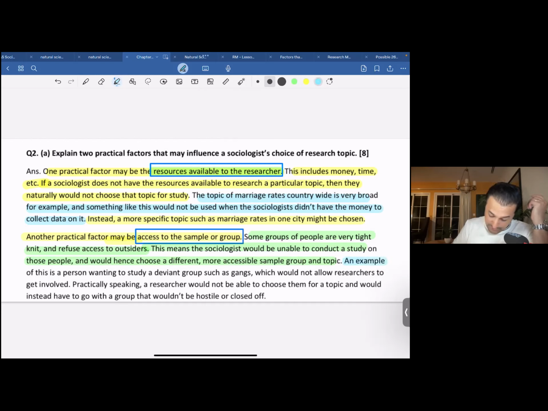An example of this is a person wanting to study a deviant group such as gangs, which would not allow researchers to get involved. Practically speaking, a researcher would not be able to choose them for a topic and would instead have to go with a group that wouldn't be hostile or closed off.